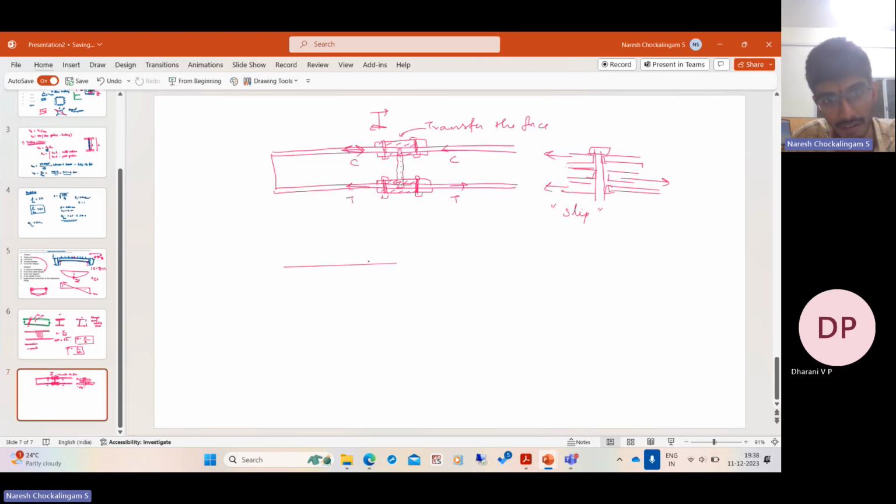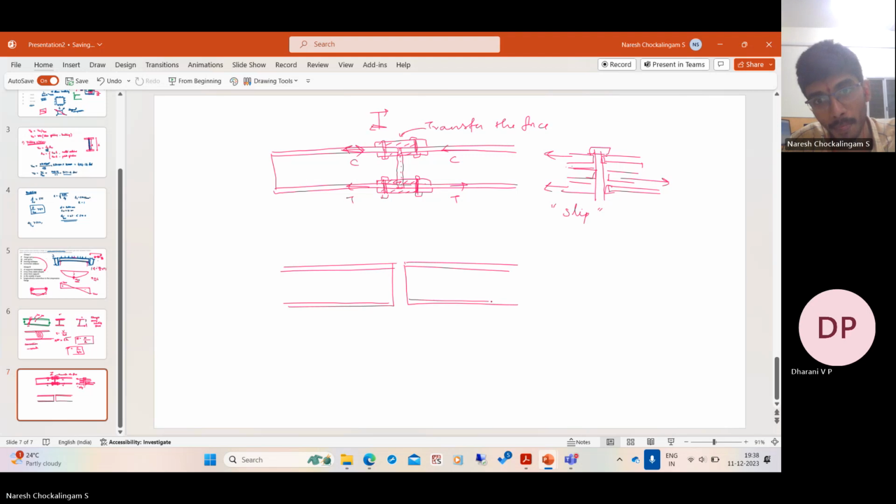So web splices, again, you have two beams. Again, you are not able to connect them. Suppose you don't want the transfer of bending moments. You're ready to put an internal hinge. If you're okay to put an internal hinge, you can connect these two webs using a cover plate. Same, there is another one on the other side also. From the cross section, it looks something like this.